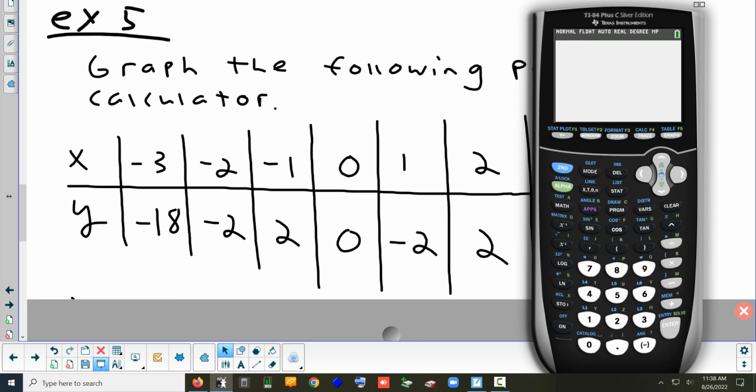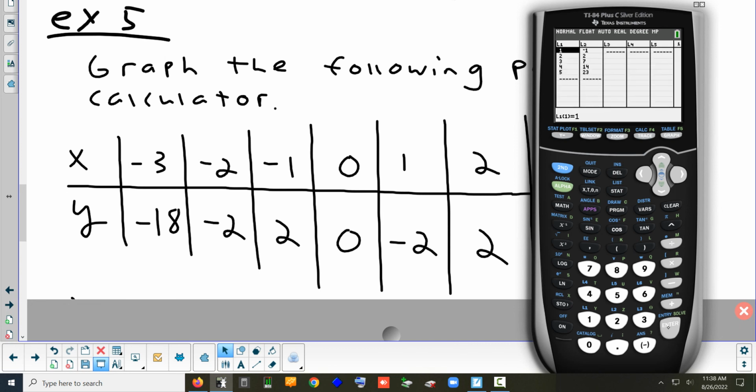To type in a table of data, you're doing something statistical. That's what a table of data is, statistics. So we're going to hit this button that says stat. It's the third button to the right, second button down. And what we want to do is edit the table that's in the calculator. So we're going to go to edit.